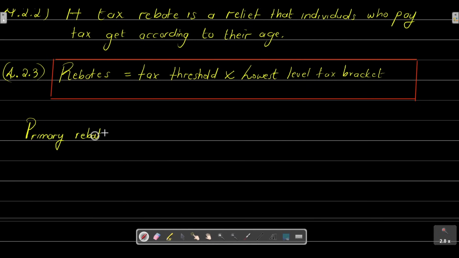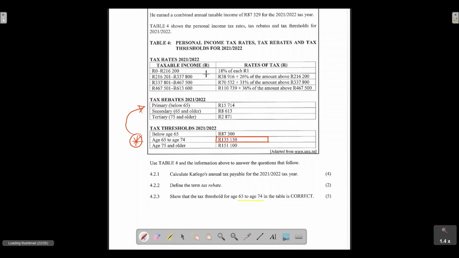We already know that we are going to take the tax threshold for the primary rebate and multiply by the lowest level tax bracket rate. Let's see here. What is the lowest level tax bracket? Let's erase here. We're going to be focusing on the lowest level tax bracket rate, so it's that 18% there. That is what we're going to be focusing on.